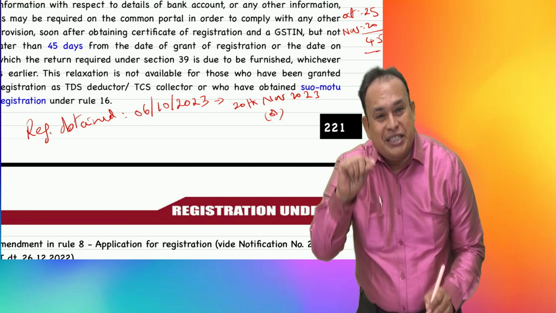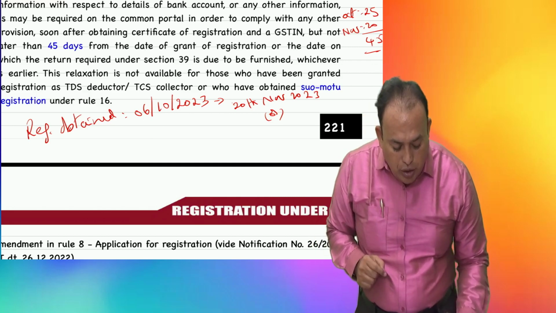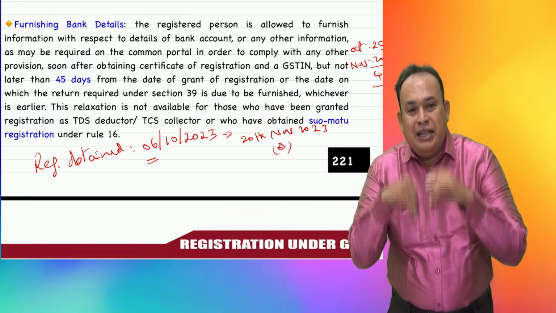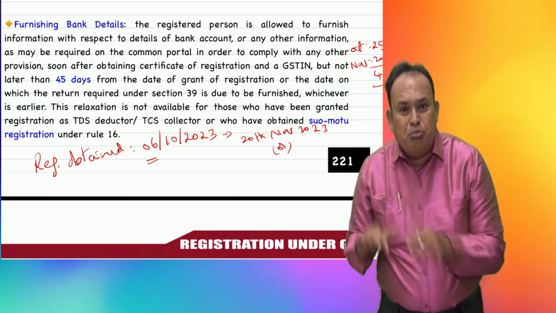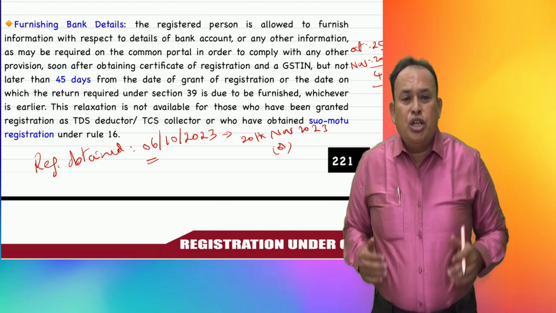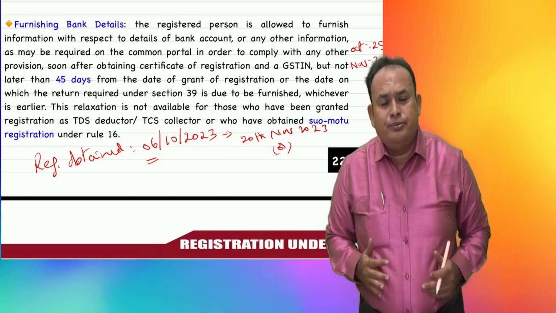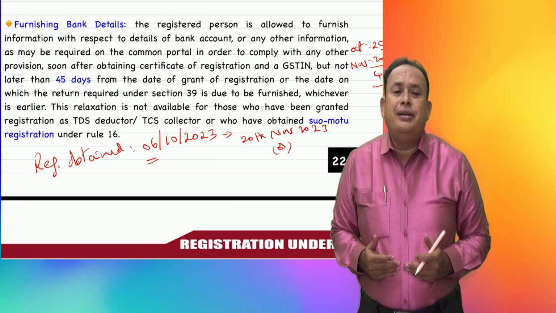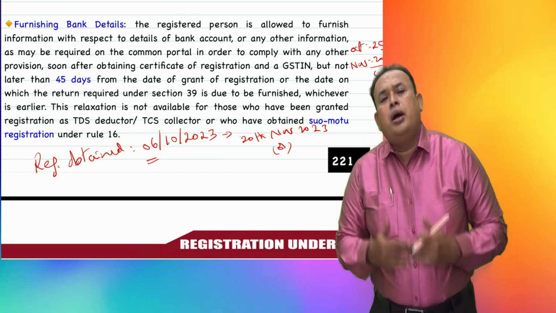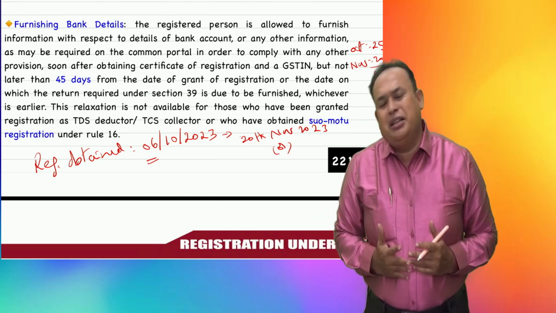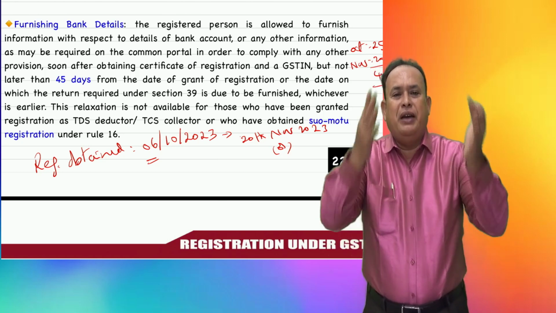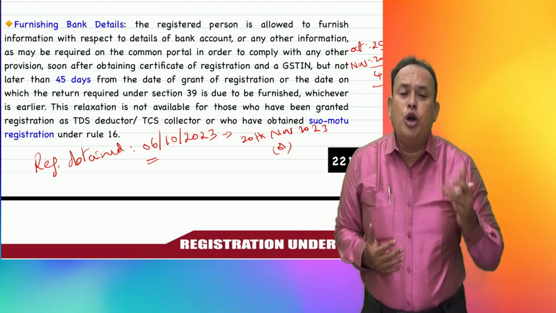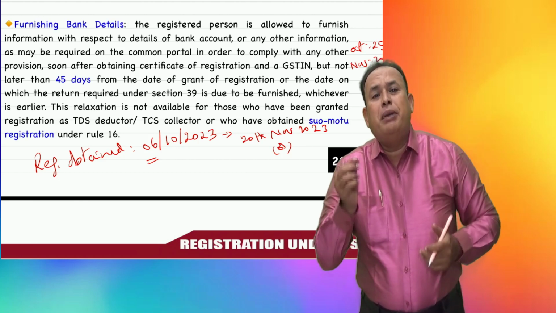Or, which month did you obtain the registration? You obtained the registration on 6th October. So in that month you obtained registration, for that month, October, you have to file the GSTR-3B return. Assume you are going to file the return monthly. Monthly filing, simplify it. So for the month of October, GSTR-3B I am going to file in the month of November by 20th of November.